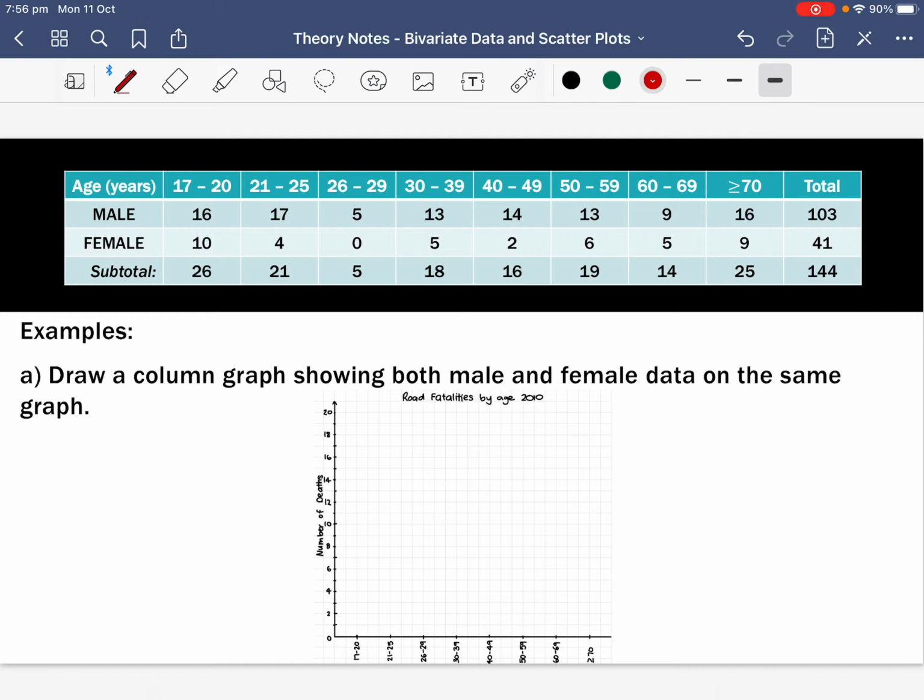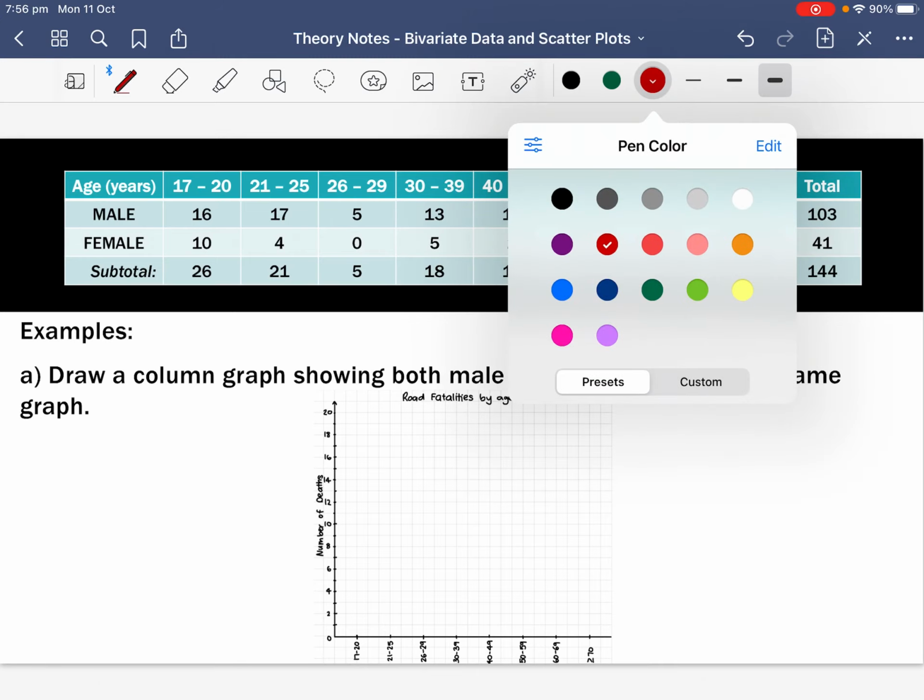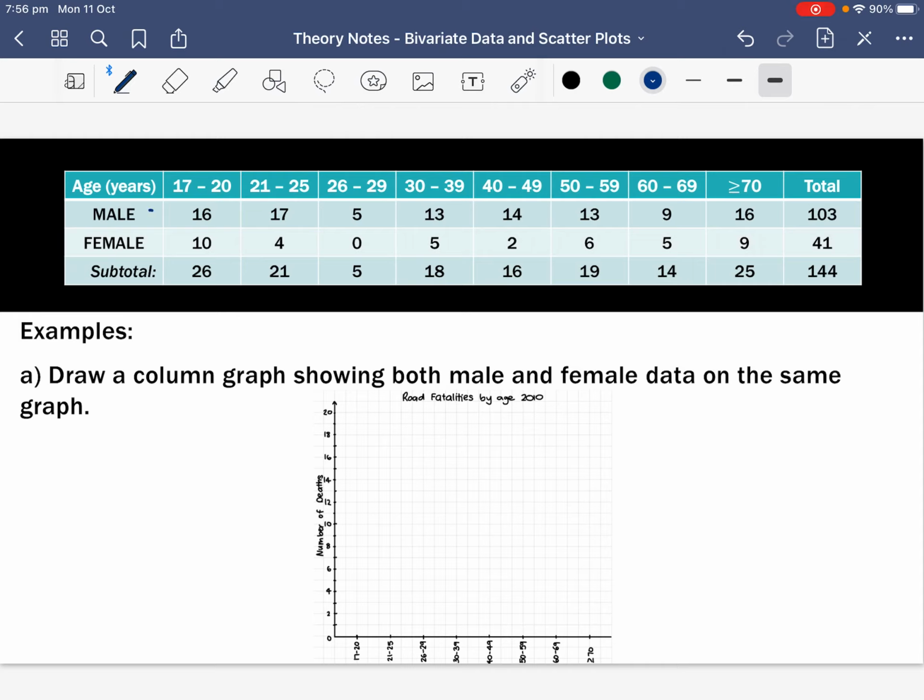So we have our graph set up here and we want to draw our columns. So for our male data, I'm going to do blue columns, and for our female data, I will do red columns. So for our males aged 17 to 20, it is 16. So we want to do a column for 16. So we need red because we're talking about males, and so we're going to go up to 16, like so.